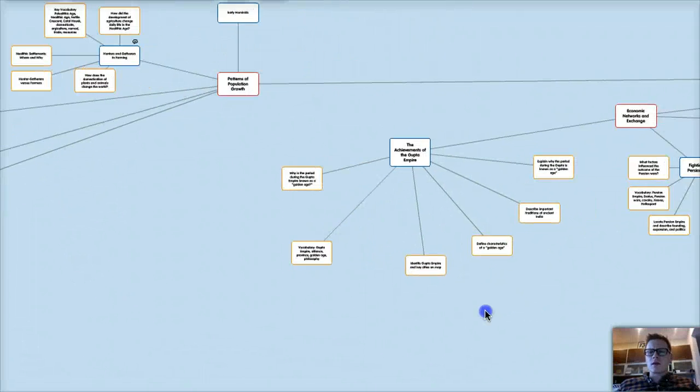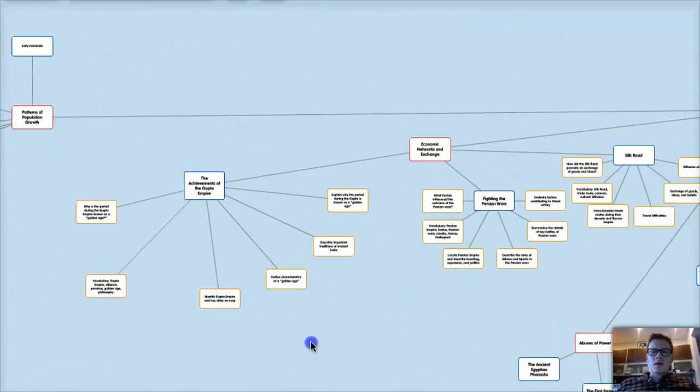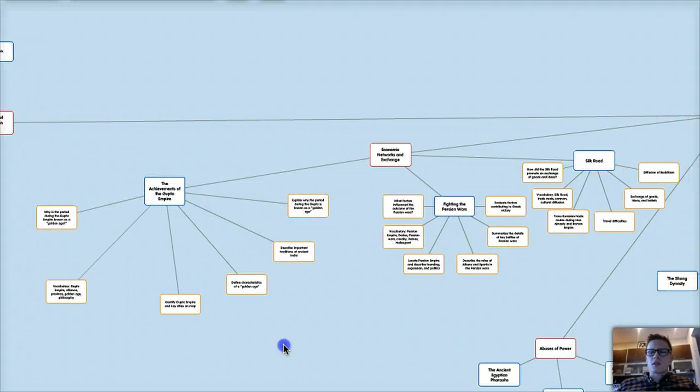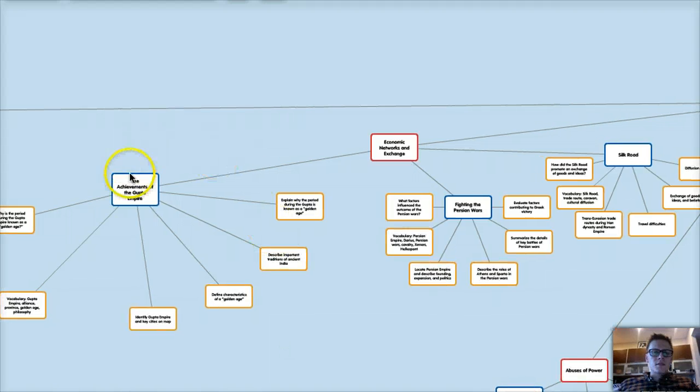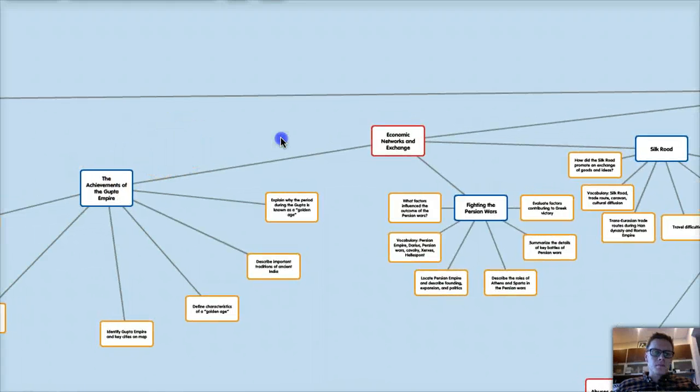Now what we're going to be talking about is economic networks and exchange. Alright, so this is essentially what it's going to look like. First thing is the achievements of the Gupta Empire in India. We're going to discuss that. We're going to talk about fighting the Persian Wars and how that relates to economic networks and exchange. And then we're going to talk about the Silk Road. Let's go into a little bit more detail on these.